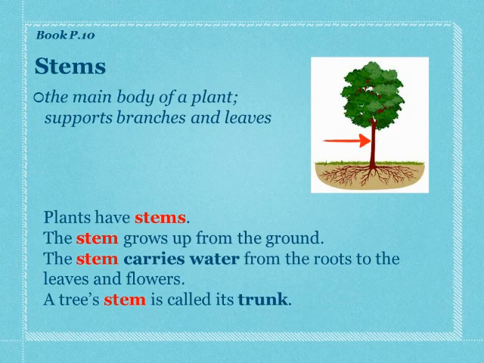Page 10. Stems. The main body of a plant. Supports branches and leaves. Plants have stems. The stem grows up from the ground. The stem carries water from the roots to the leaves and flowers. A tree stem is called its trunk.